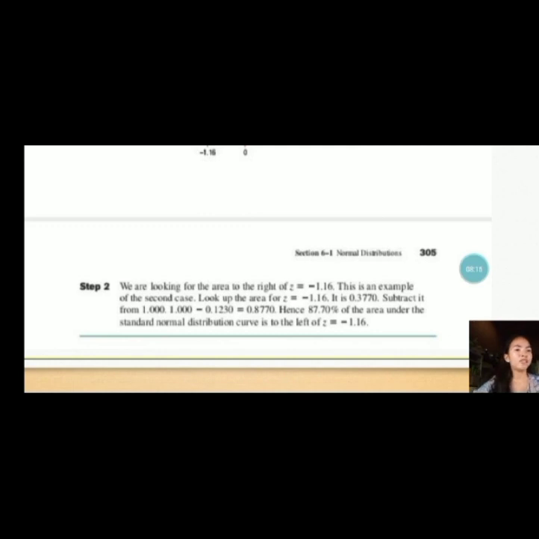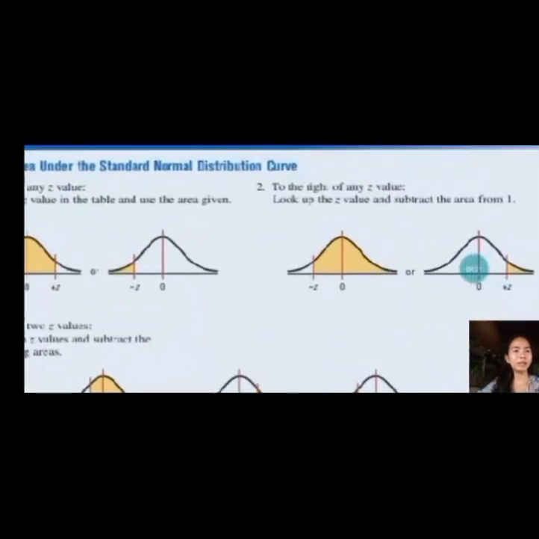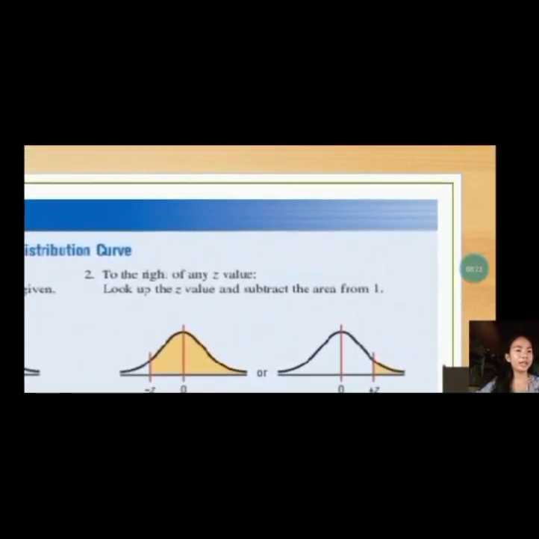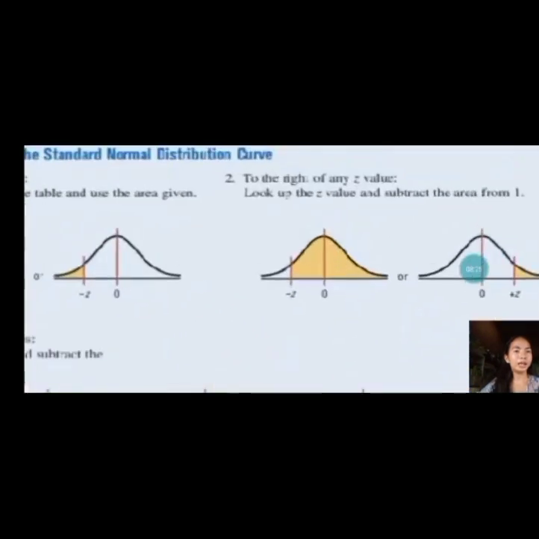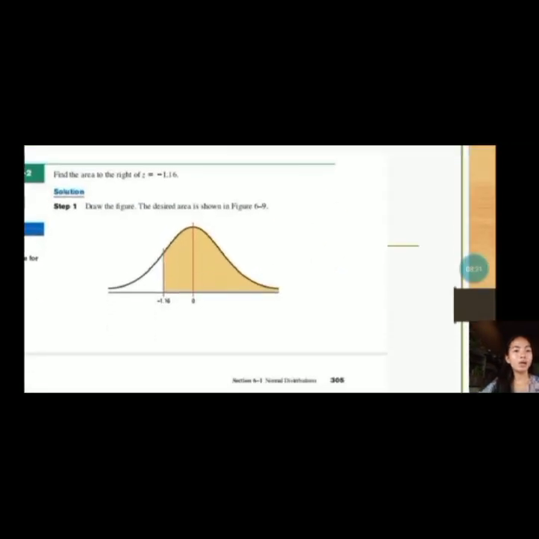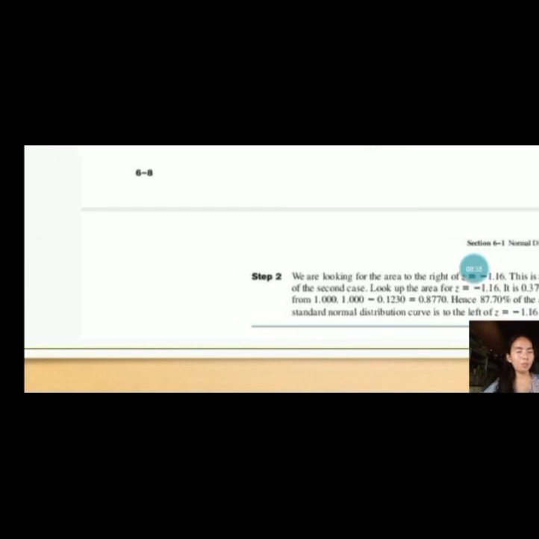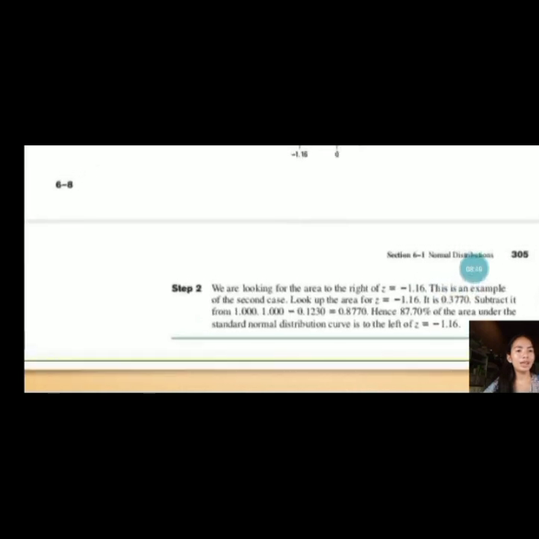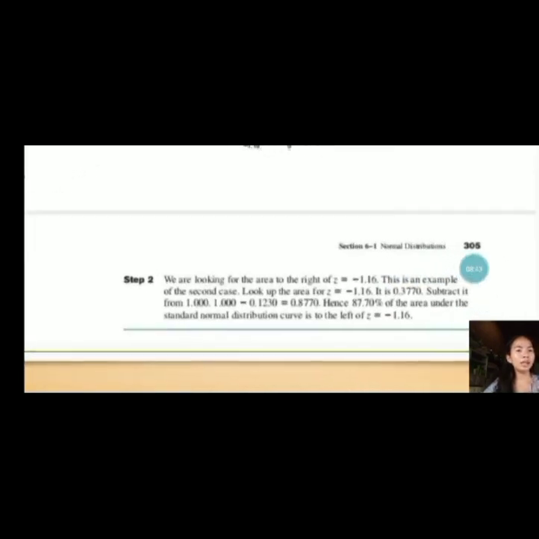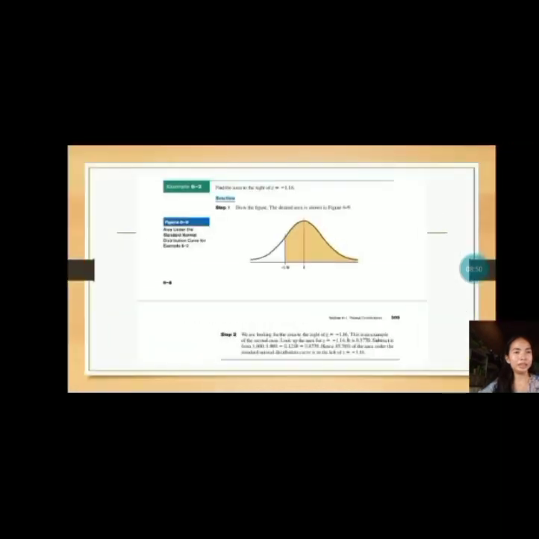And then, ang kaning 1 is given na siya, standard deviation. Subtract area from 1. So, i-subtract siya sa 1. So, 1.00 minus 0.1230 equals 0.8770 or 87.70%, ang z negative 1.16. Yan na siya ang sa right side.